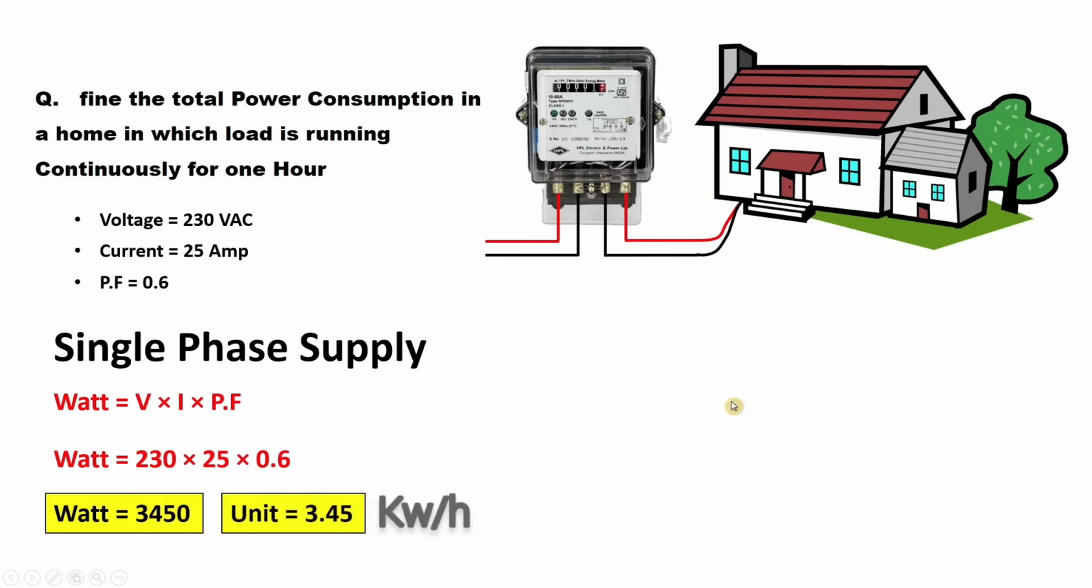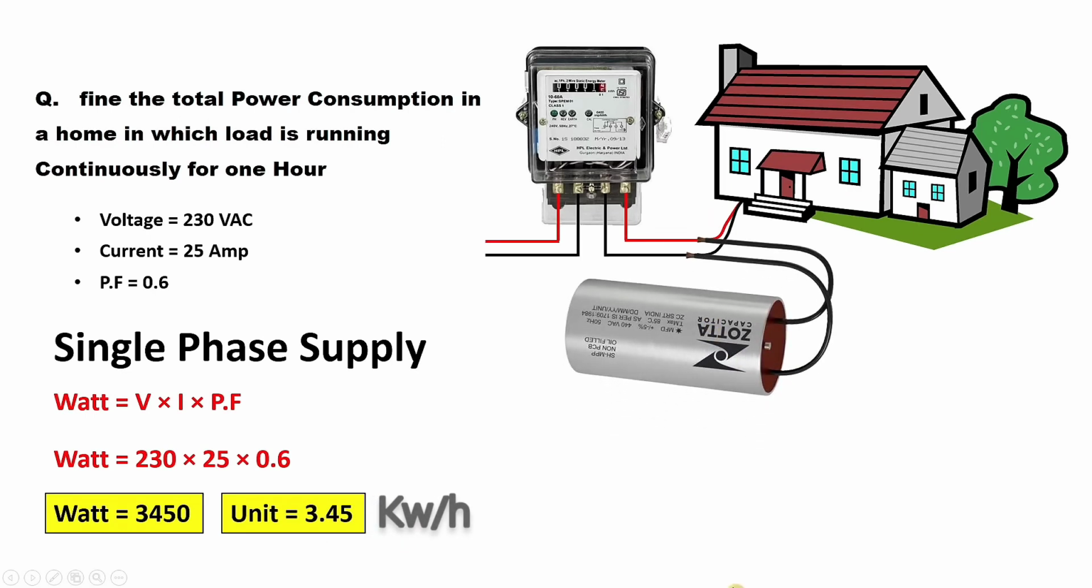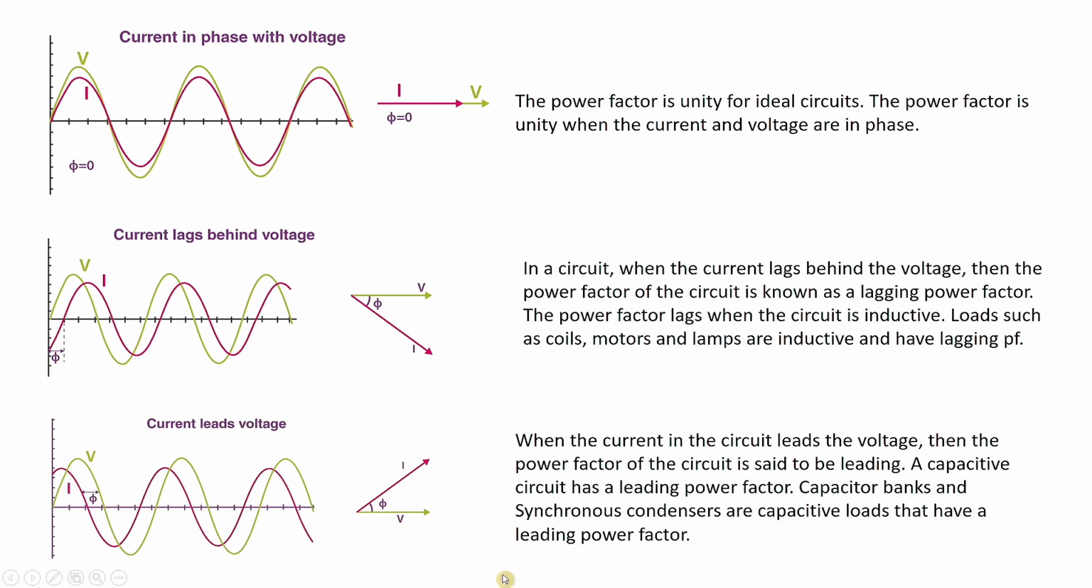So now let's connect a capacitor. When we connect a capacitor, we improve the power factor. Now what is power factor? There is a voltage and a current. This green line here is the voltage and this red line here is the current. Voltage and current both must flow together. If voltage and current are flowing together, it is known as unity power factor. It means the power factor of your home is very good.